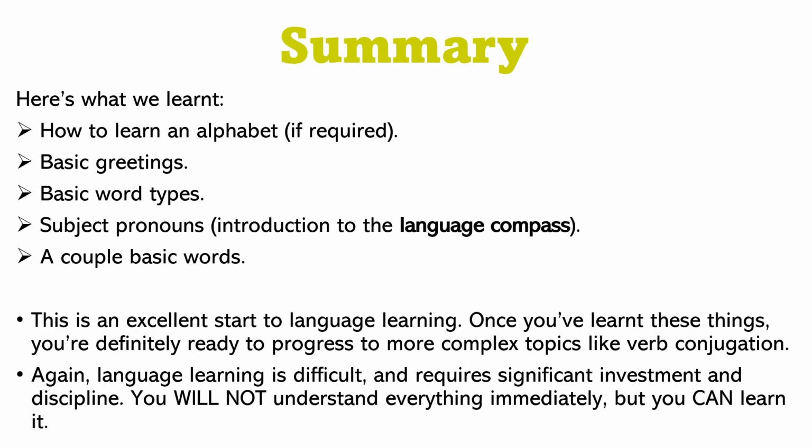So here's what we learned in this video. How to learn an alphabet if required. You just basically write it out and learn it row by row. You focus and you need to repeat it, or you won't learn it straight away. And yeah, basic greetings as well. That's pretty easy to learn. Basic word types. That one can be a little bit difficult. If you had a bit of trouble with that, that's okay. You can go back and rewatch it, or you can find another explanation. But you should have an understanding of what word types are, or you will struggle with learning. Subject pronouns, introduction to the language compass. Yeah, that's important, and a few basic words.